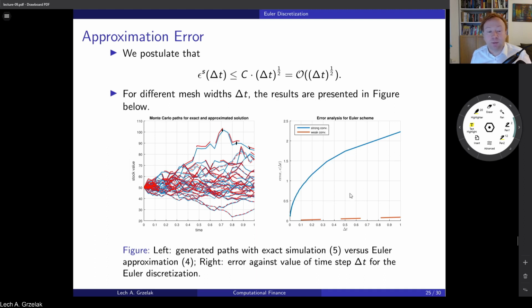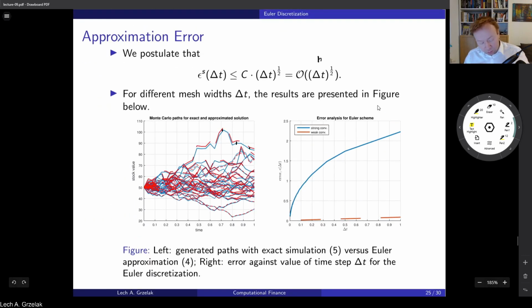On the right-hand side, we have a comparison of strong and weak error. The red line indicates the weak error. You see, because we put everything together, the error typically is smaller because we don't look at the individual paths. For strong error, you see it behaves like the square root of delta t, or square root of h. And this is what we say about the convergence: the Euler scheme converges as the square root of t. So this is something to keep in mind.